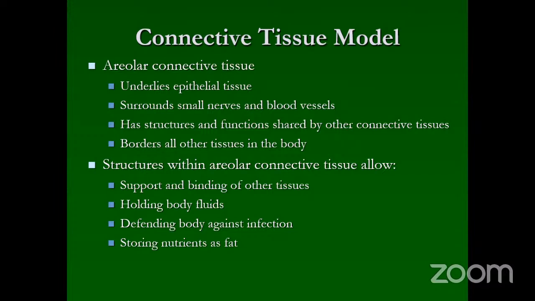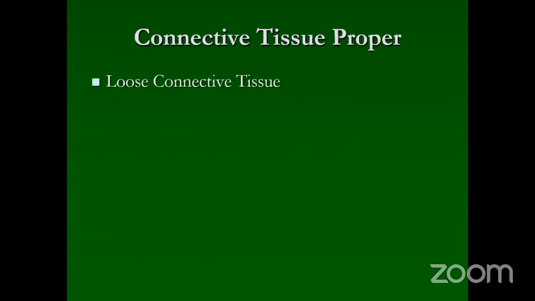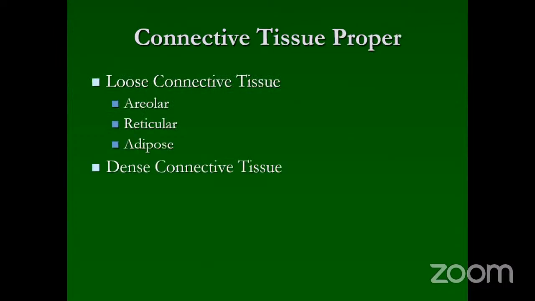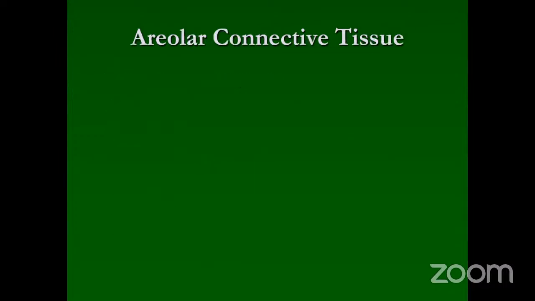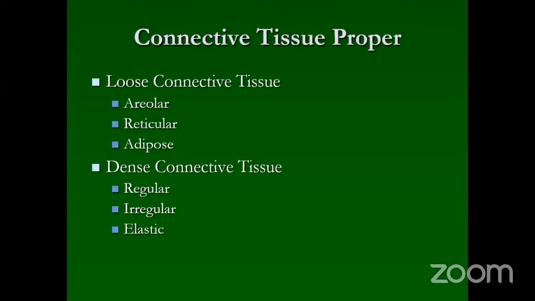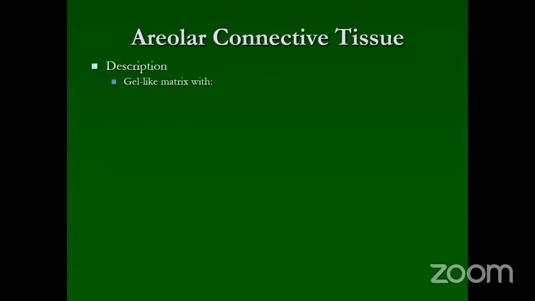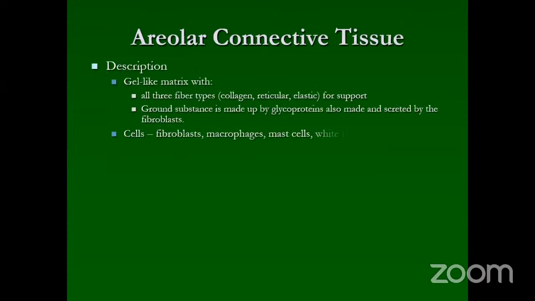So we have various body fluids in our body. So that will be held by this areolar connective tissue. Then it will defend the body against infection, and also it will store nutrients such as fat. So first is connective tissue proper. It's a loose connective tissue which includes areolar, reticular, and adipose, and dense connective tissue which includes regular, irregular, and elastic. So first is areolar connective tissue.